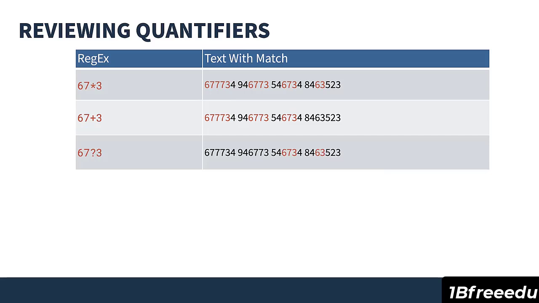Question mark means 0 or 1 matches. This affects the right-hand side, with the third grouping of numbers having a match and the fourth grouping having a match, with 1 7 and 0 7s respectively.